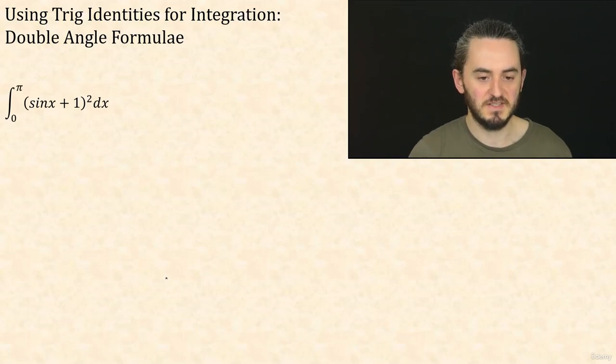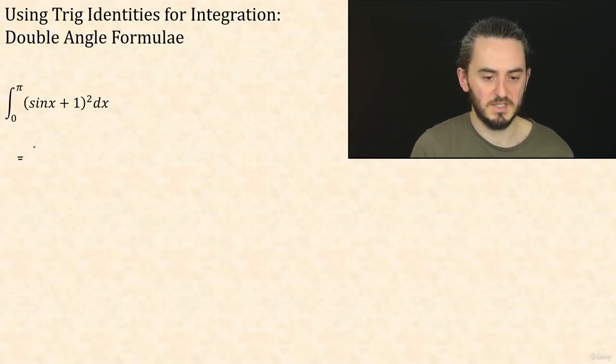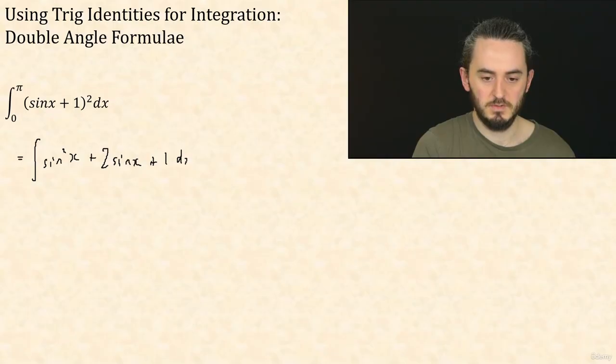So let's have a look at this example here. Can we find the value of the integral of (sine x plus 1) squared between 0 and pi? So, a definite integral, and let's start by just expanding this. If I expand it, I get sine squared x, which I know how to integrate now, plus 2 sine x, that's no problem, plus 1, which is certainly no problem, all between 0 and pi.